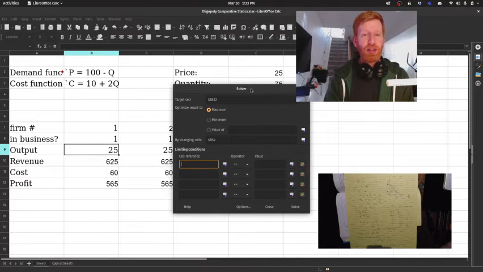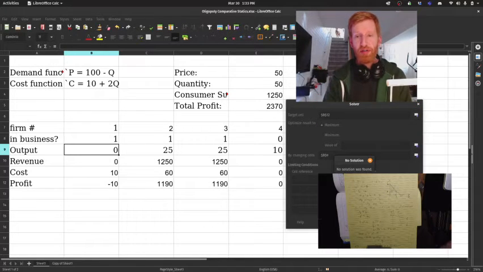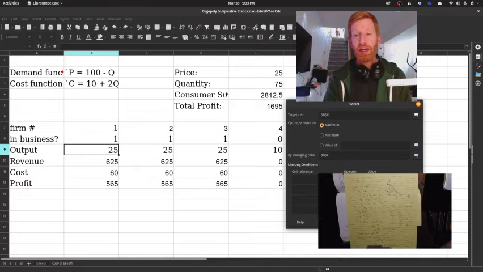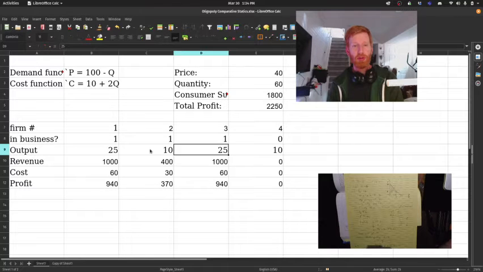Our limiting conditions, I'm not going to worry about that. We're just going to see what do they do to maximize their output. We hit solve, and it says, oh, no good answer. And that's basically because already we've got two firms that are producing sort of too much. So there's not a whole lot of room to grow.